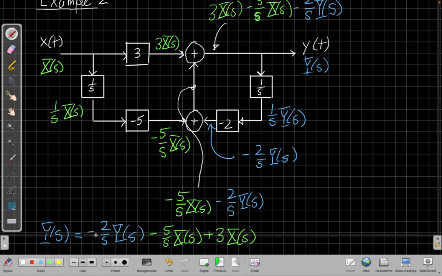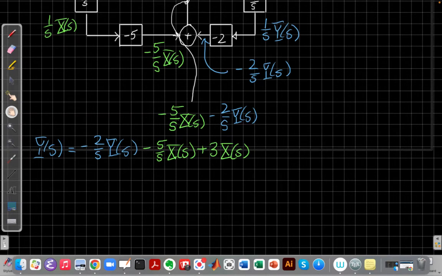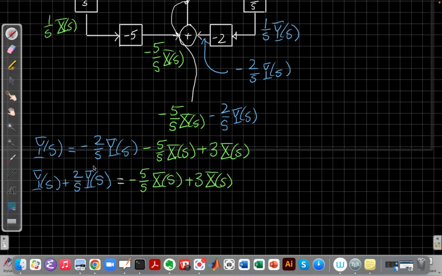Okay, so I'm almost done here. I've got my whole input and output in terms of each other. I just need to pull all the y's and x's together, and I can solve for h of t. So let me do that. I'm sorry, solve for h of s. Right, so now I have all the y's on one side, the x's on the other.